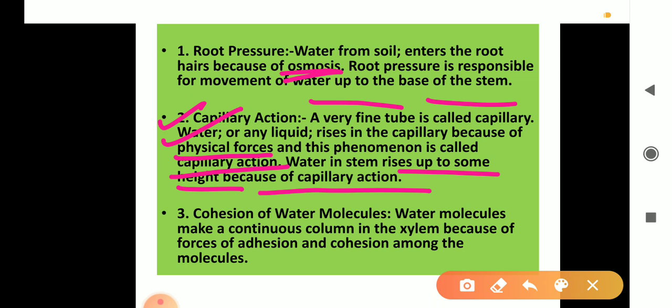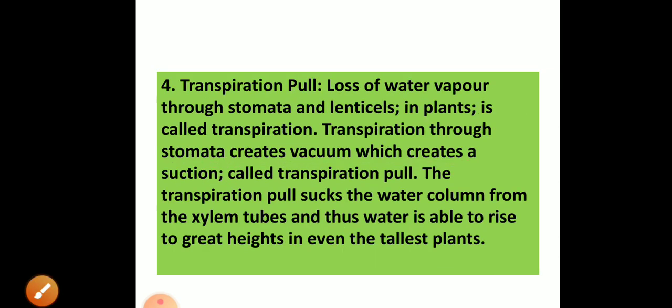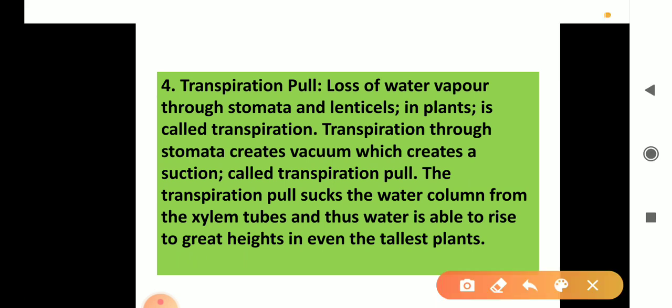The next is the cohesion of water molecules. Water molecules make a continuous column in the xylem because of the force of attraction, adhesion and cohesion among the molecules. And the fourth one is the transpiration pull. What is transpiration pull?